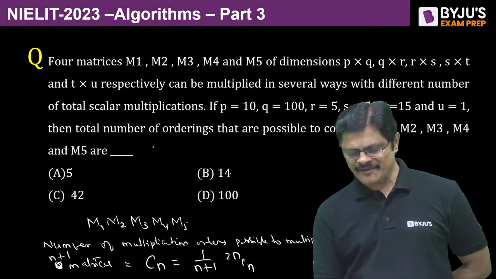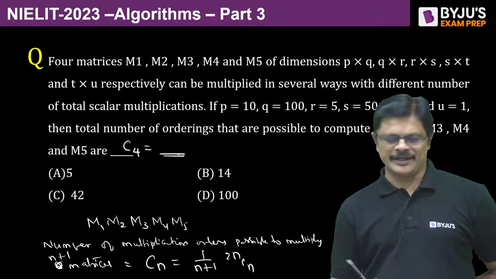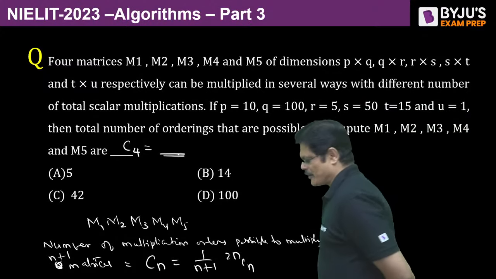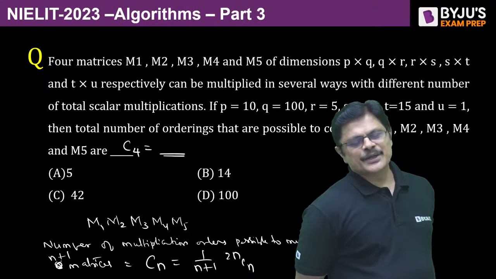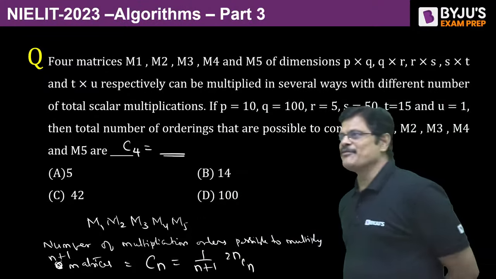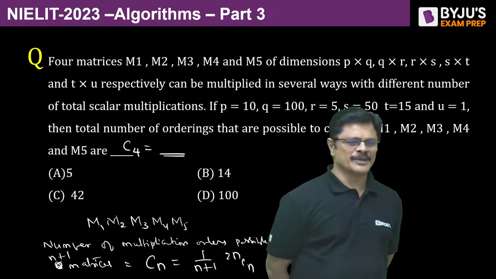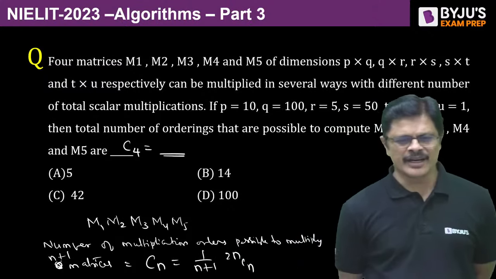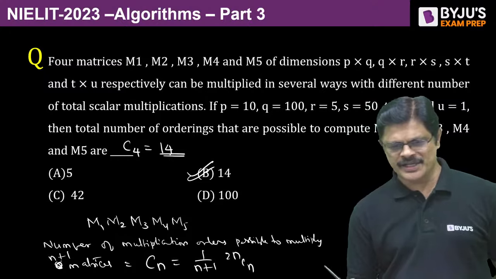C4. So the answer for this problem is C4. What is C4? You need to tell me. What is C4? Catalan number. C1 is 1, C2 is 2, C3 is 5, C4 is 14, C5 is 42. At least the first 5 Catalan numbers we should know. That is good for health. Super. C4 is 14. Super, Shyam.